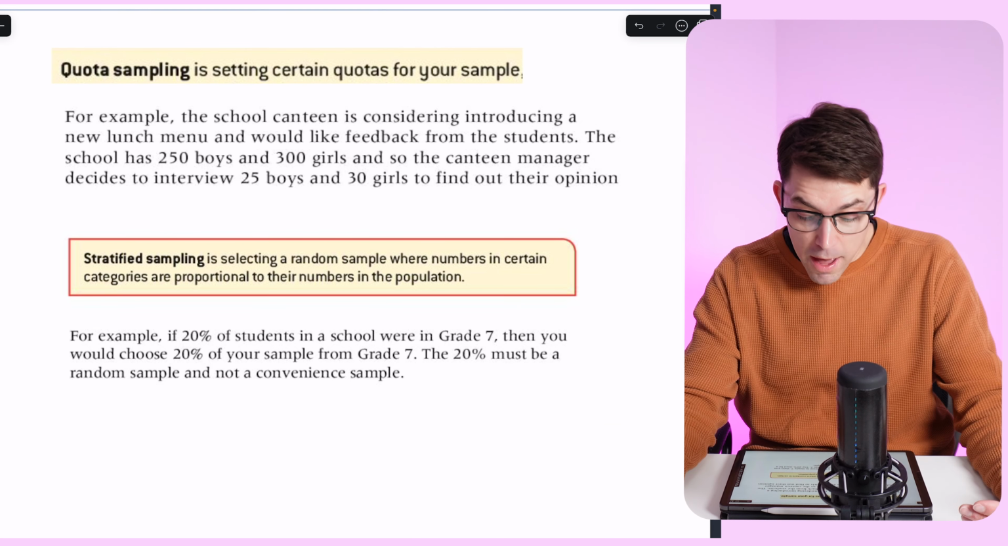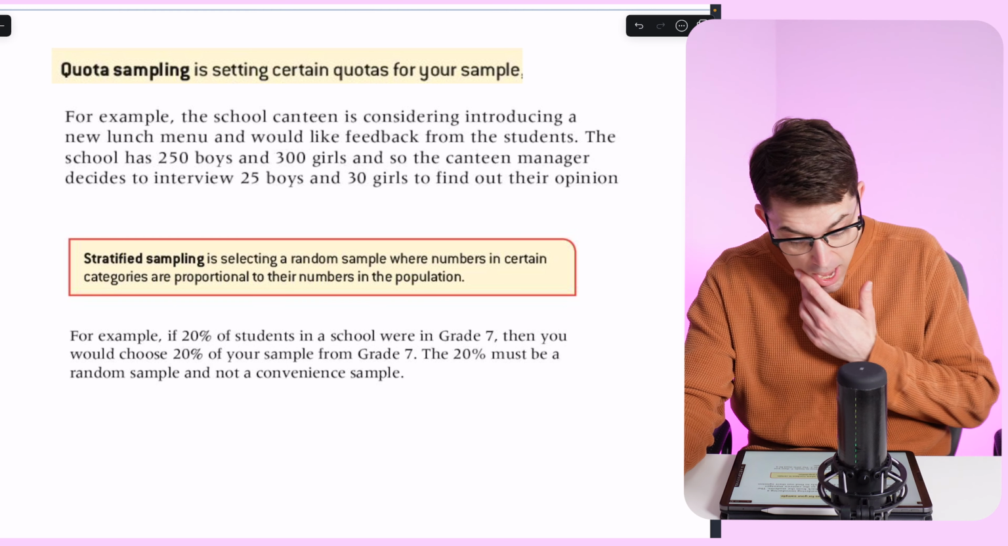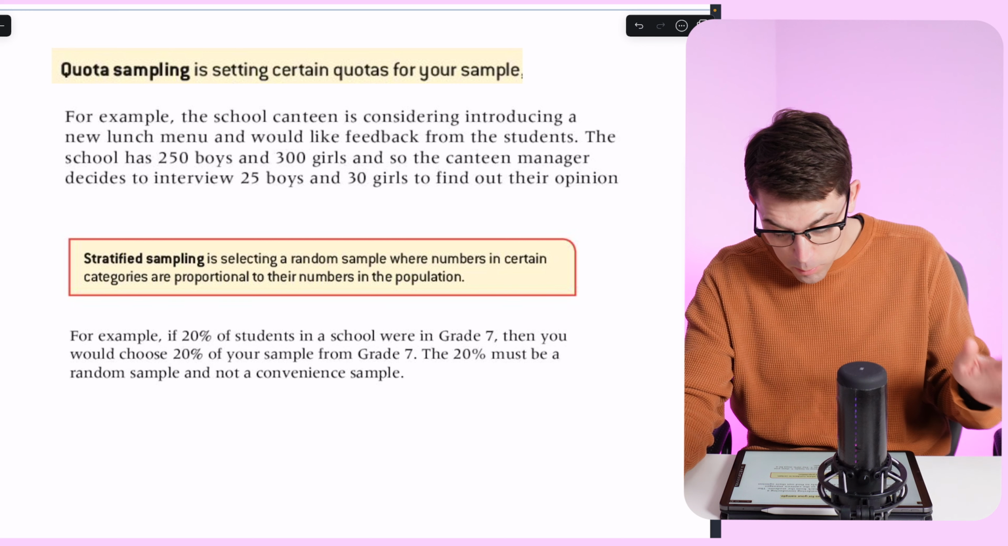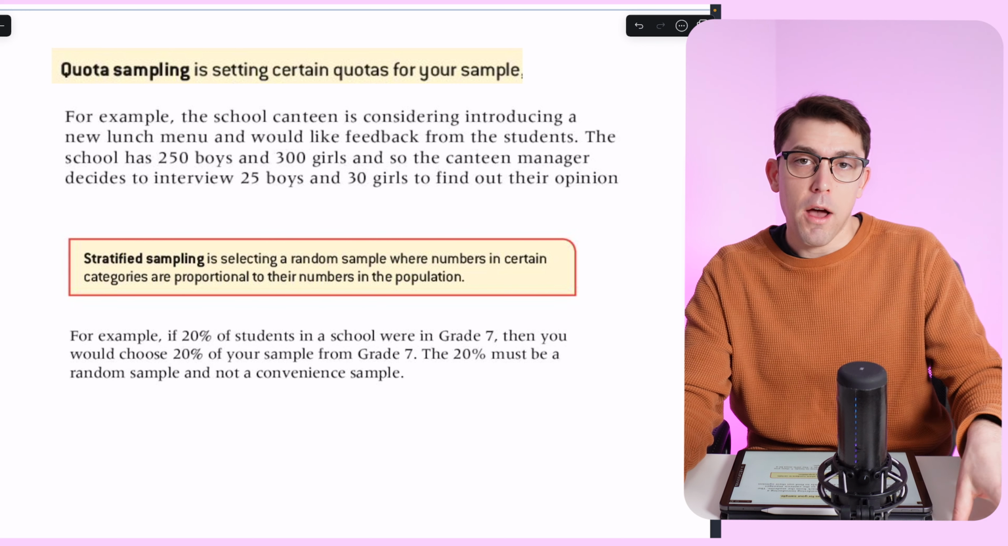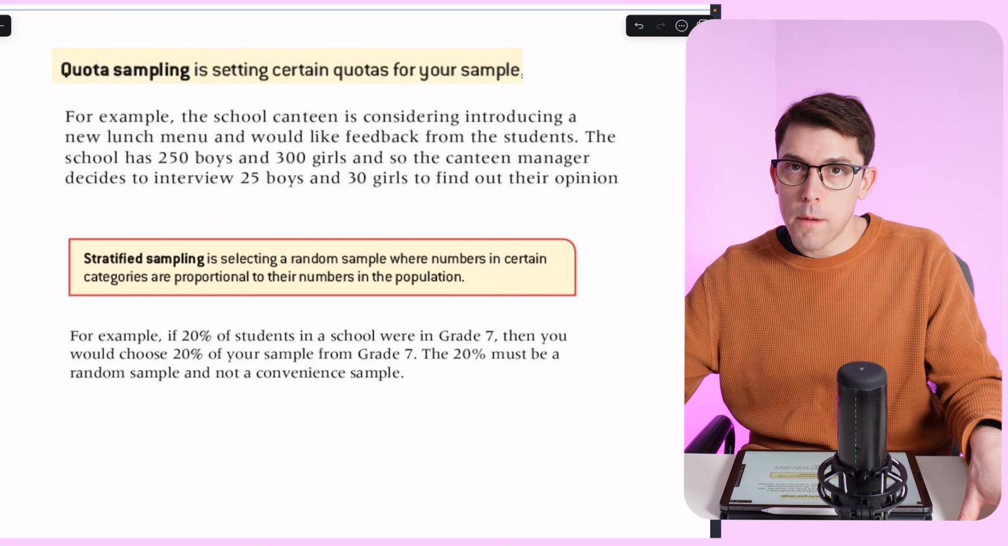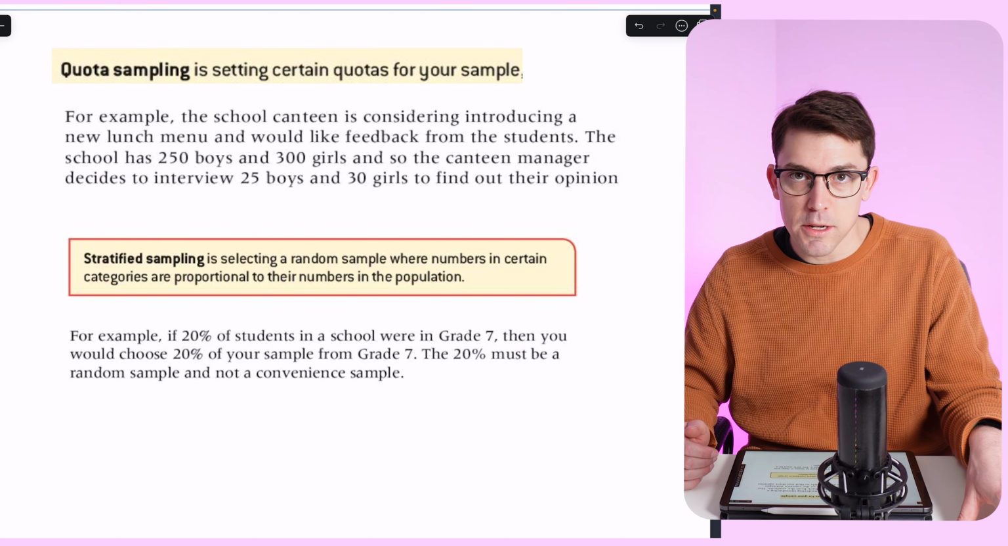So quota sampling is setting certain quotas for your sample. And we have stratified sampling, which is selecting random samples where numbers in certain categories are proportional to the numbers in the population. Again, please take notes here. I'm not going to read through this entire thing, but I'll go through the problems where we apply this. So please keep this as a reference.